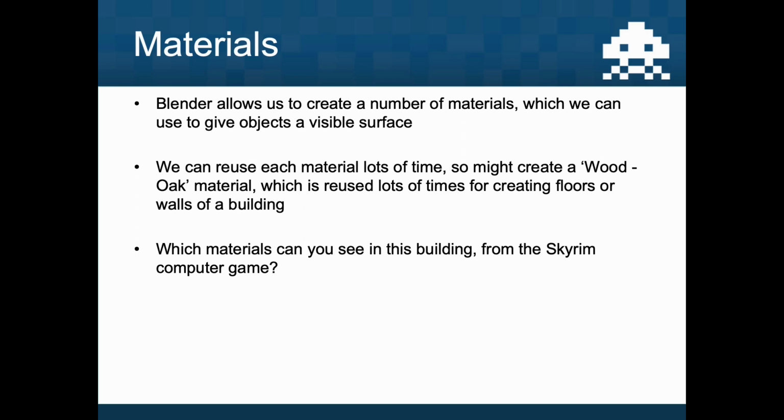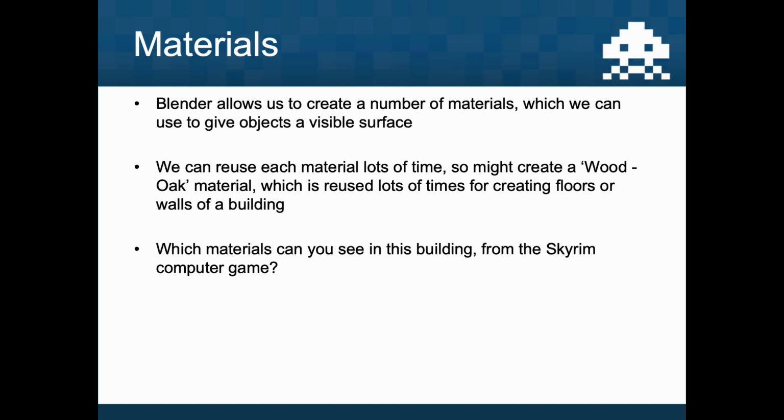So Blender allows us to create a number of different materials which we can use to give objects a visible surface. We started a monkey last time and we'll need to assign a number of different materials to that monkey. We can reuse materials lots of different times, so if we did create maybe an oak wood material, we could use that material lots of different times and lots of different areas of our game or animation.